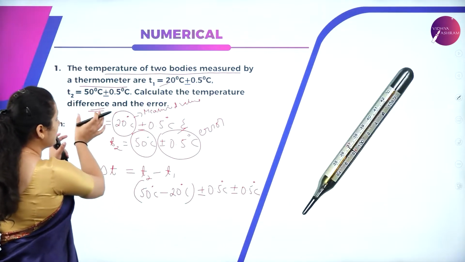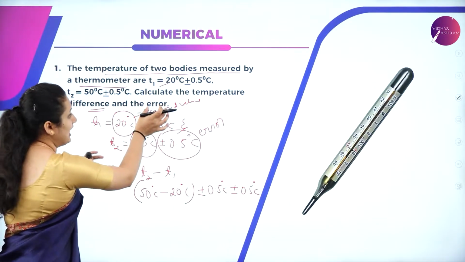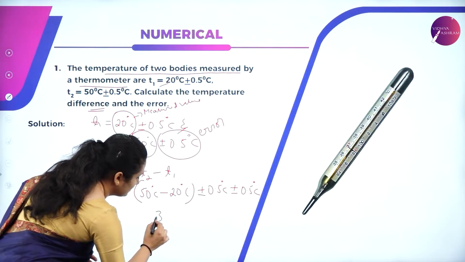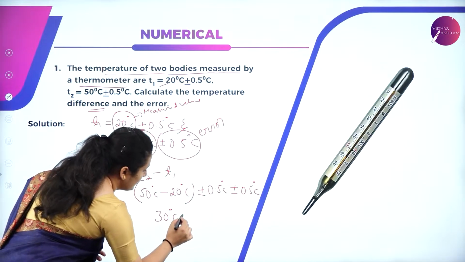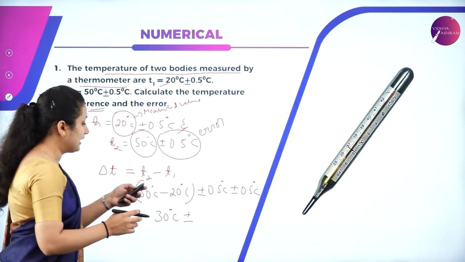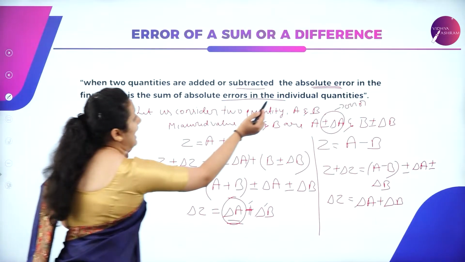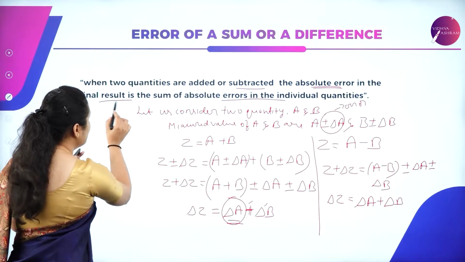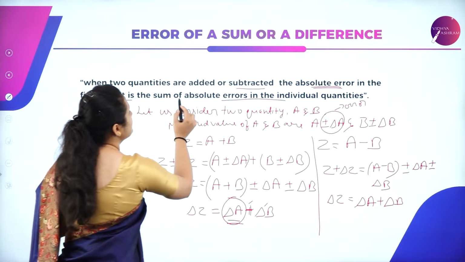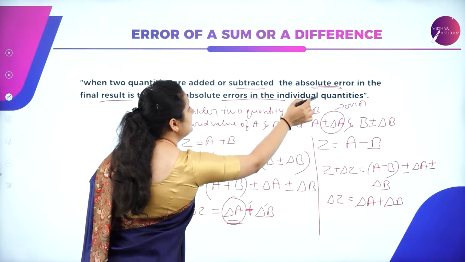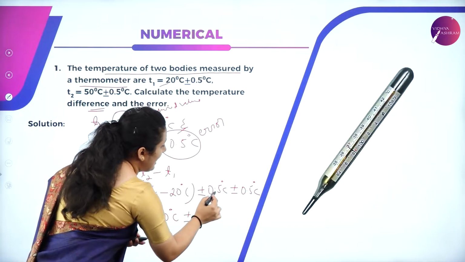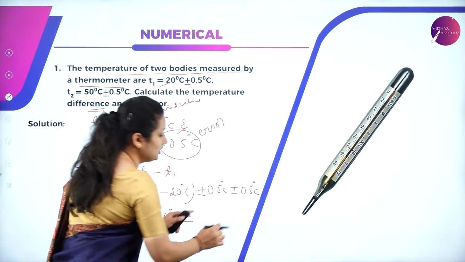So they have asked me to find out the difference and the error. The difference is what? 50 minus 20 is 30 degrees Celsius plus or minus my error, absolute error. You can go through here. The absolute error in the final result is the sum of absolute error in the individual quantity.